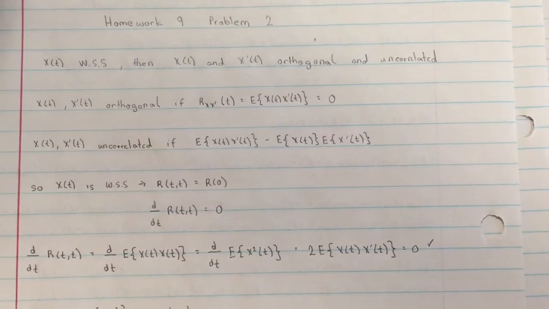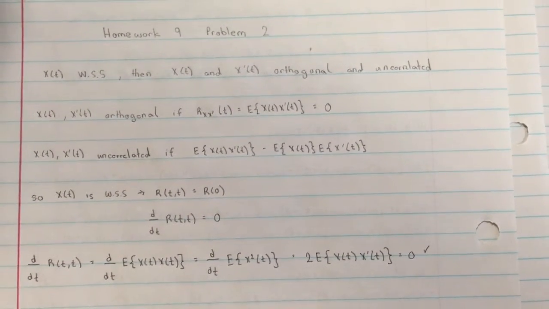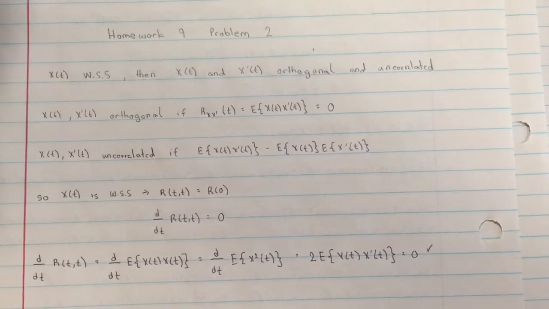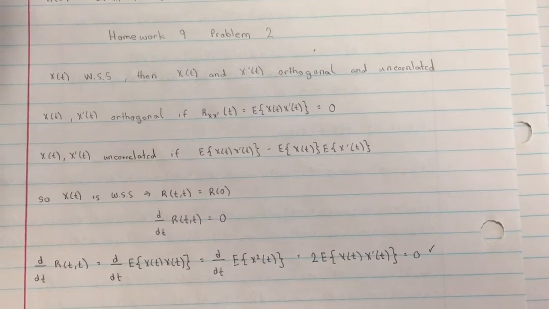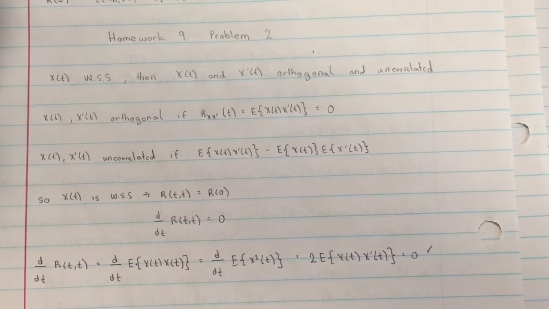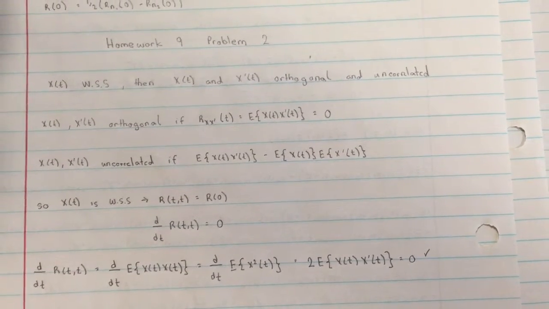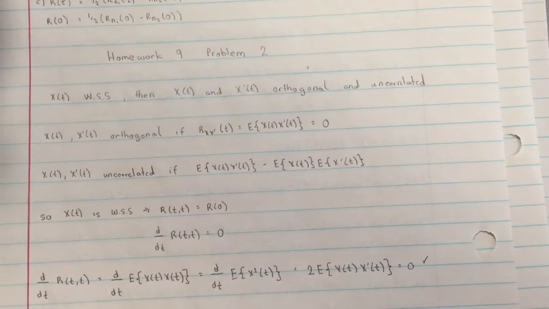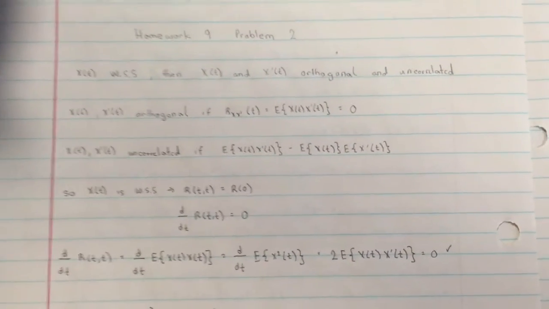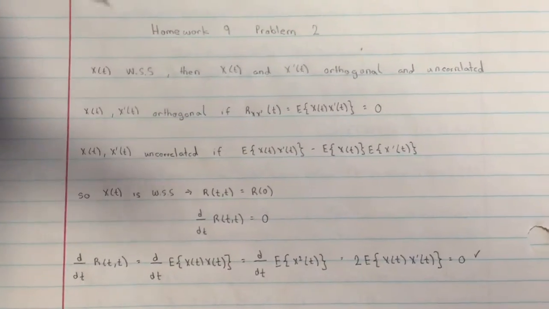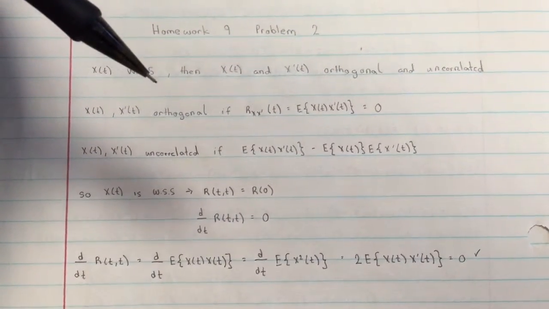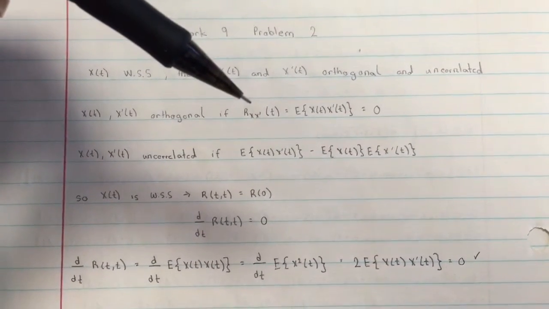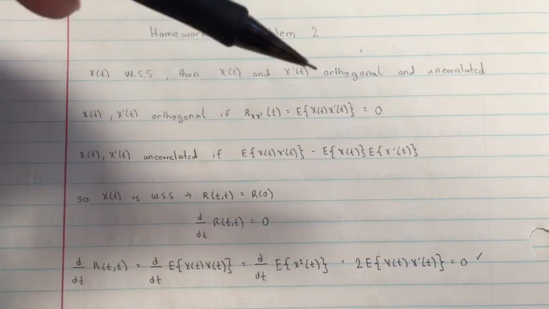Okay, so this is homework 9, problem 2. And so we are asked to show that if x of t is WSS and it has a derivative of x prime of t, then x of t and x prime of t are orthogonal and uncorrelated. And so in order for x of t and x prime of t to be orthogonal, then the autocorrelation of x and x prime of t has to be 0.